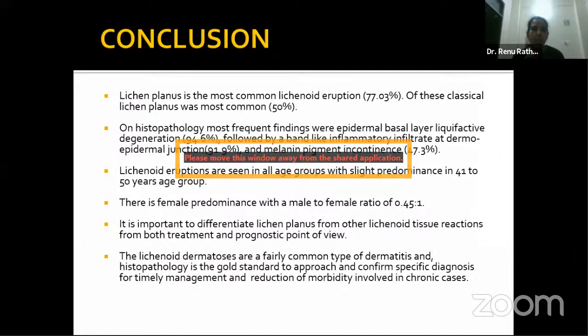It is important to differentiate lichen planus from other lichenoid tissue reactions from both a treatment and prognostic point of view. They are a fairly common type of dermatosis, and histopathology is the gold standard to confirm the specific diagnosis for timely management and reduction of morbidity, which is involved in chronic cases.